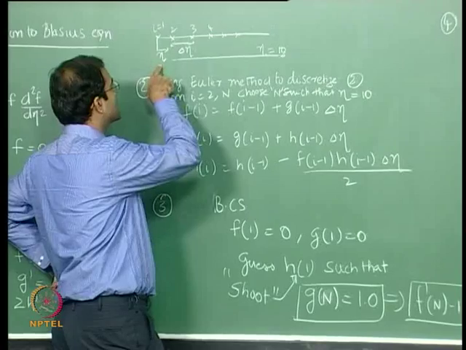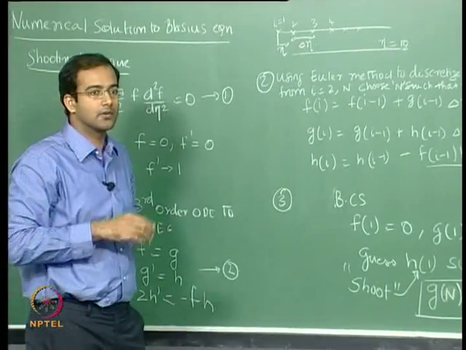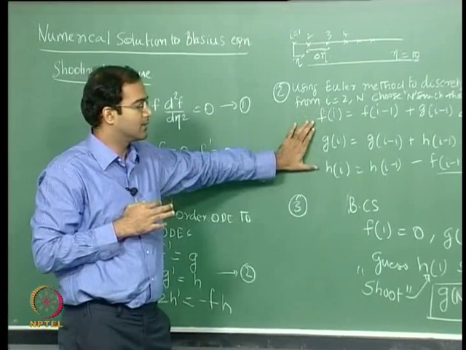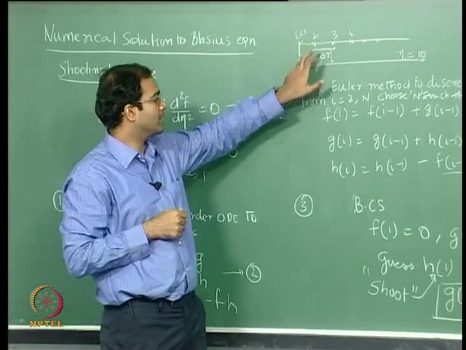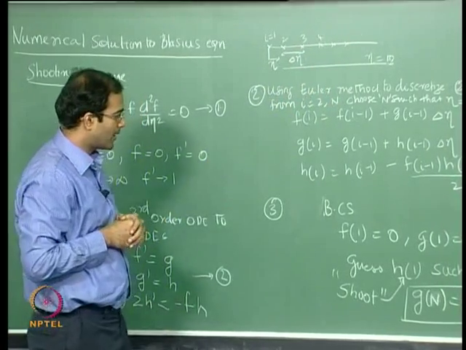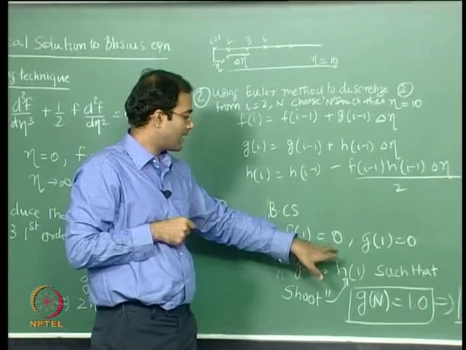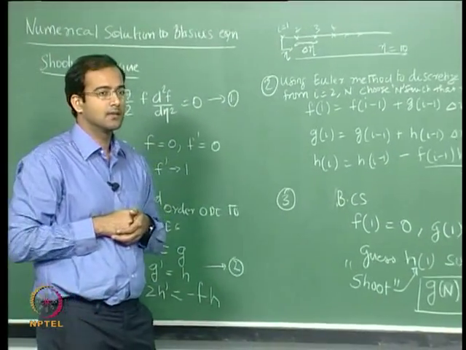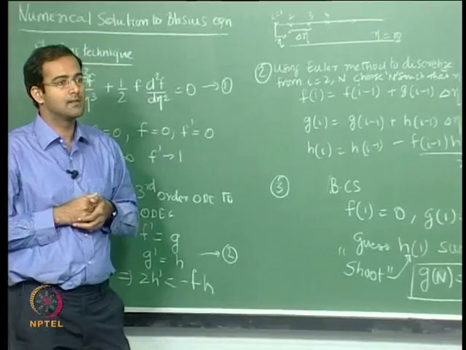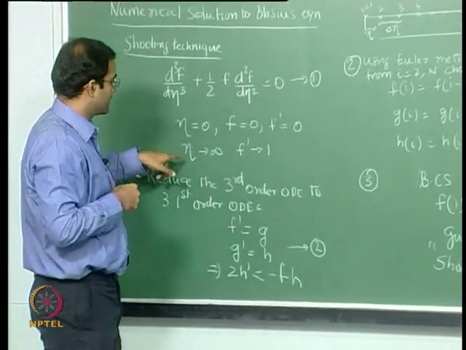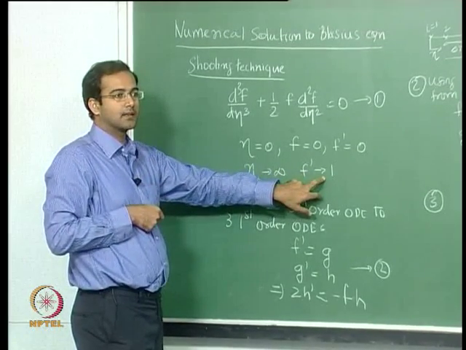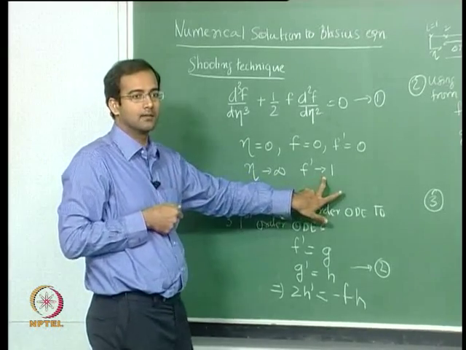So your i equal to 1 corresponds to eta equal to 0. So you need all the three values at eta equal to 0 to start this marching process, and you have to solve this together. First for the second point you solve all the three, move to the third point, use that value, and so on and so forth. But the problem is, if you look at the boundary conditions, we have these two boundary conditions, f of 1 equal to 0, g of 1 equal to 0, but we do not have the boundary condition for h of 1, right? Rather we have a boundary condition for g, but we know that at large values of eta, g goes to 1.